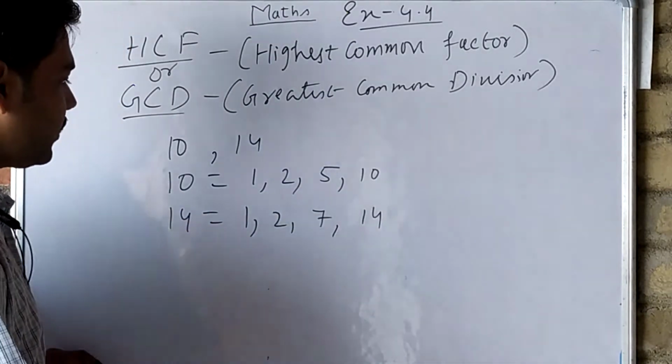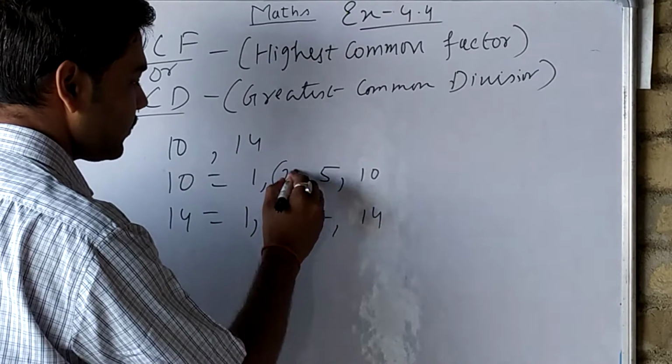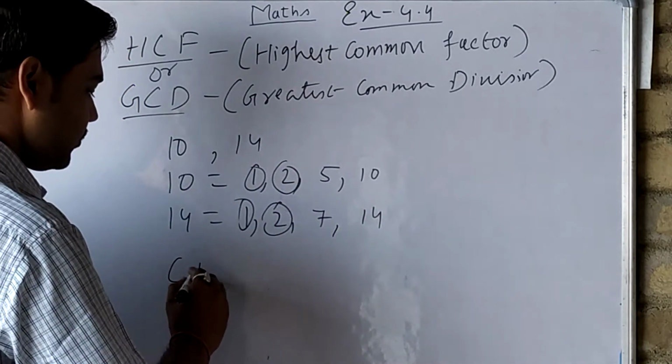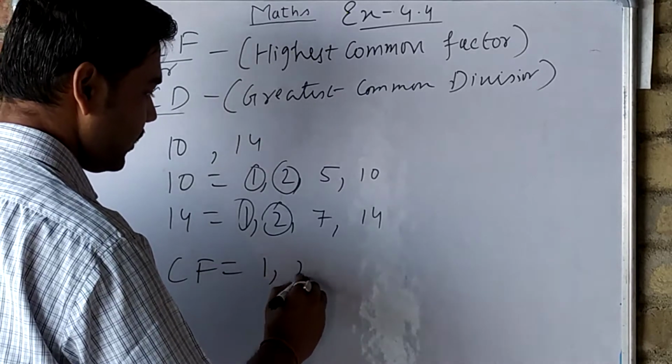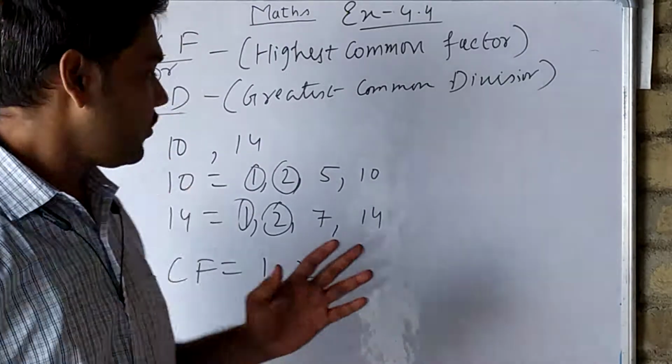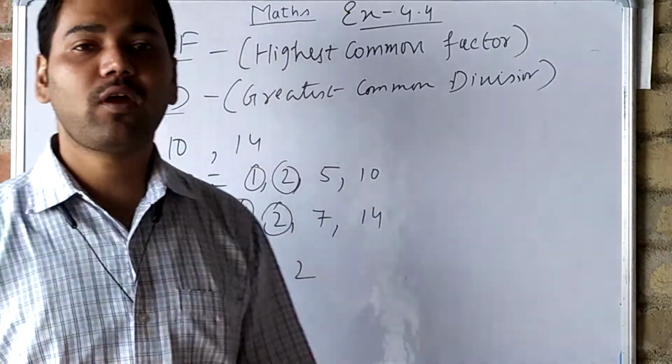Now what do we have to see? We have to see which are the common factors. So 2 and 1 are the common factors. So the common factors are 1 and 2. Understand? Now all these are the common factors method.